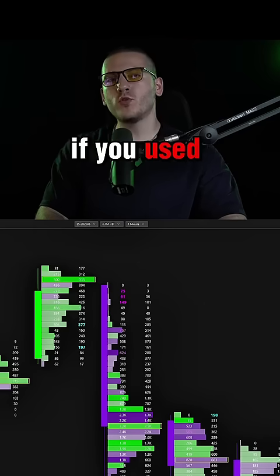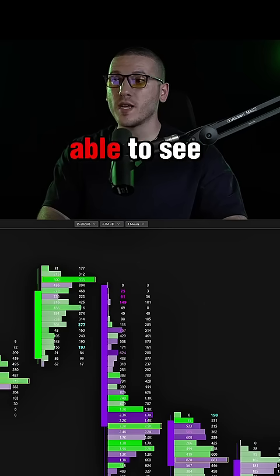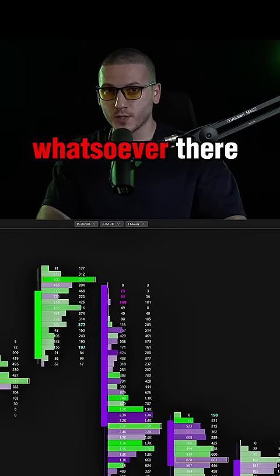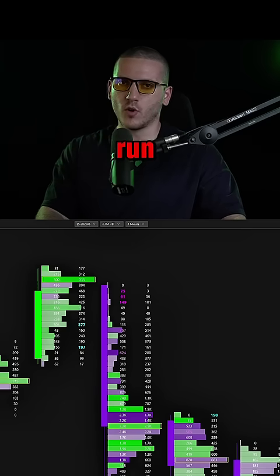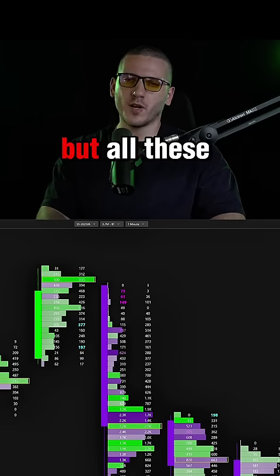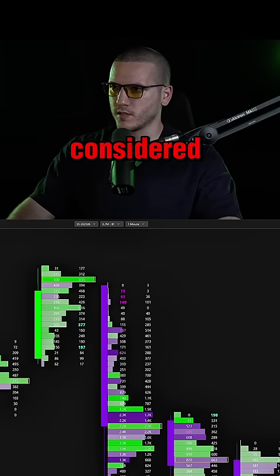That's the point. If you use the footprint chart, for example, you would be able to see if there were any orders whatsoever there, if there was an absorption of orders, if it was a simple stop run, or if it's a failed auction and an exhaustion. But all these have very different ways to be considered.